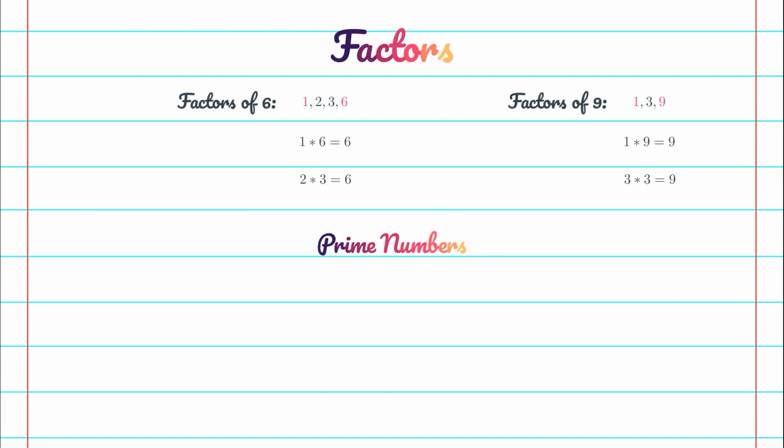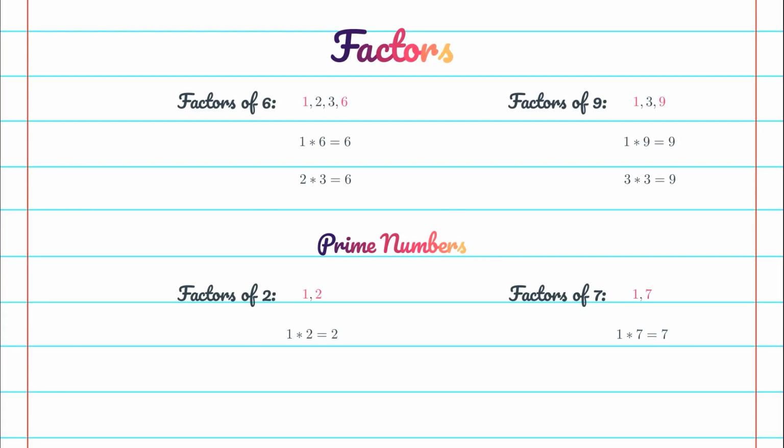Let's take 2 for example. The factors of 2 are 1 times 2, because 1 times 2 gives us 2. And since there are only two factors of number 2, we'll call it a prime number. Similarly, 7 has only two factors, 1 and 7, because 1 times 7 gives us 7. Since there are only two factors of number 7, we'll call it a prime number as well.